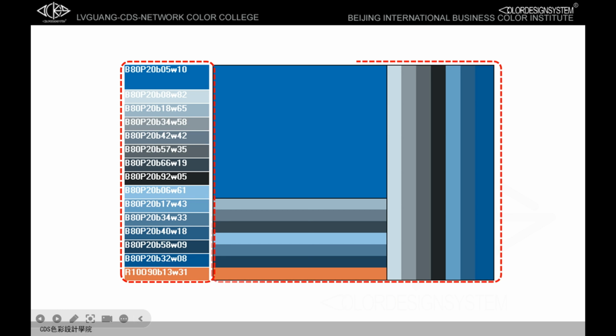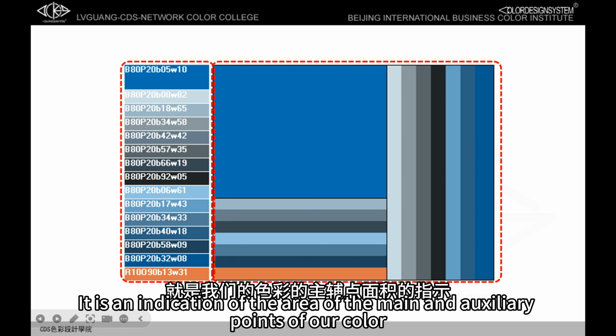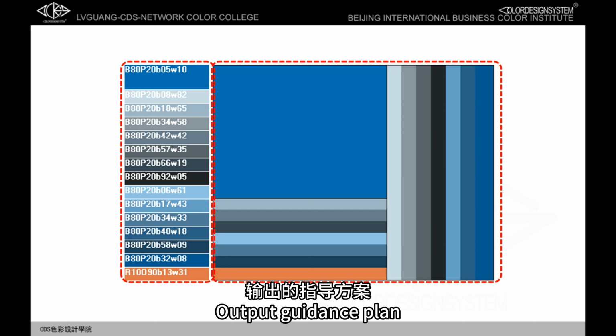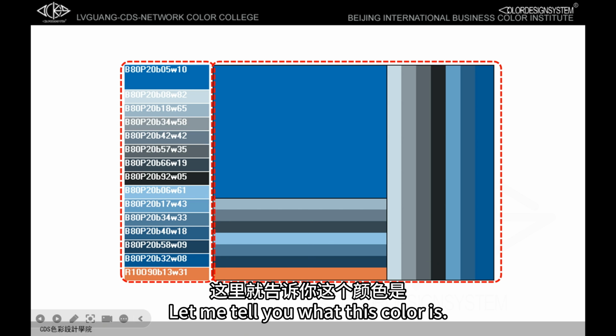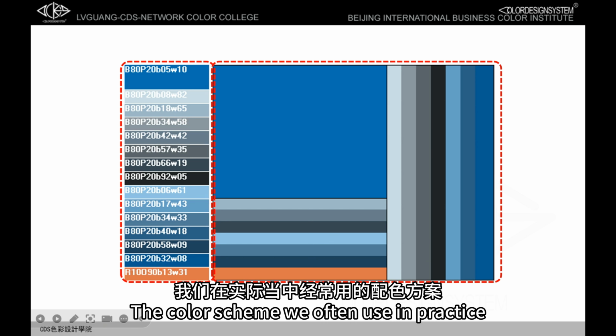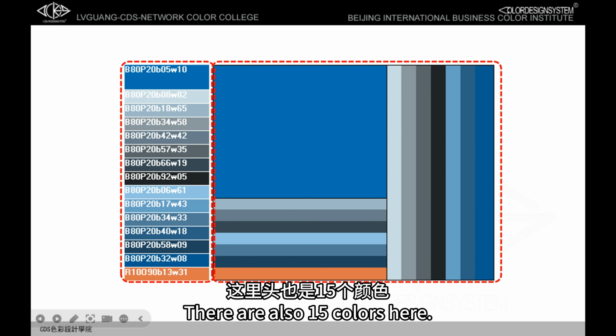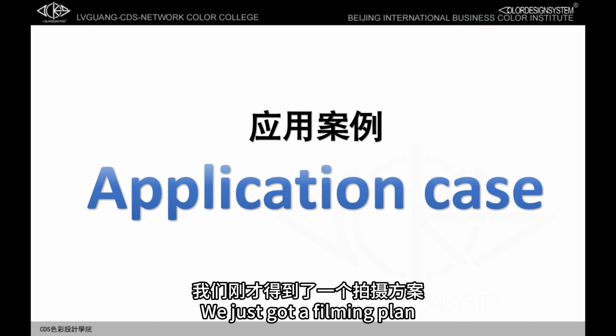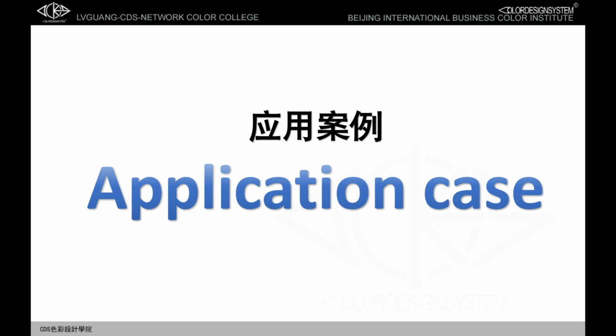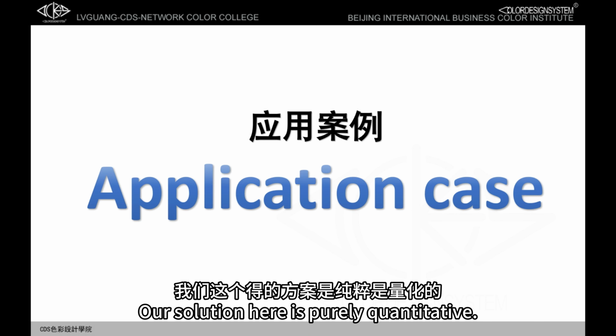Part 2. It is an indication of the area of the main and auxiliary points of our color. Output guidance plan. Let me tell you what this color is, the color scheme we often use in practice. There are also 15 colors here. Of course, blue is the main color. We just got a filming plan. It's that simple. Our solution here is purely quantitative.